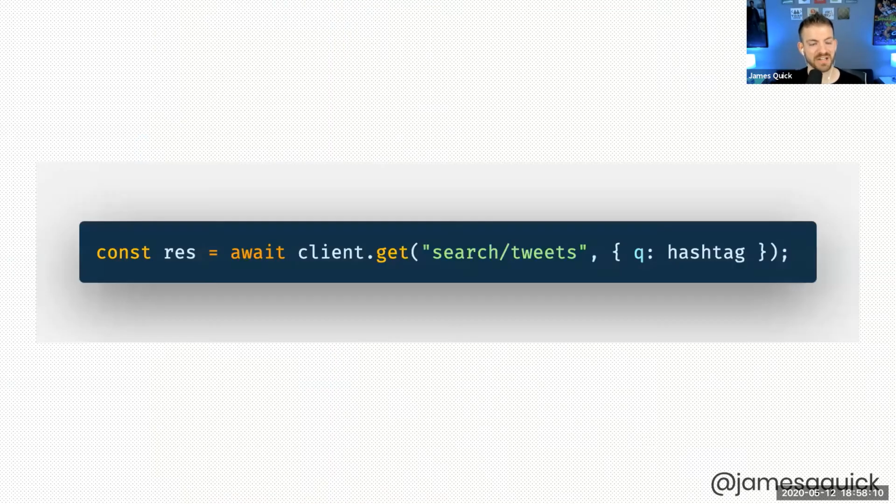So inside of our search tweets serverless function, you get a client for Twitter. Again, just like all the other ones, you call .get, you call search tweets, and you tell it to query by a hashtag. And then obviously I'm passing in the hashtag JQQuickTalks here.